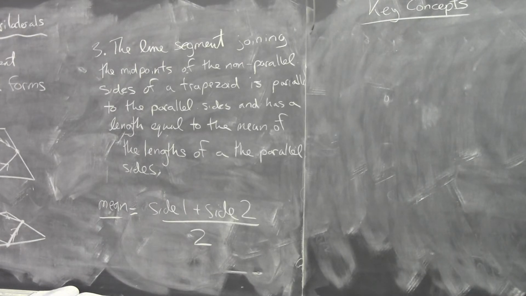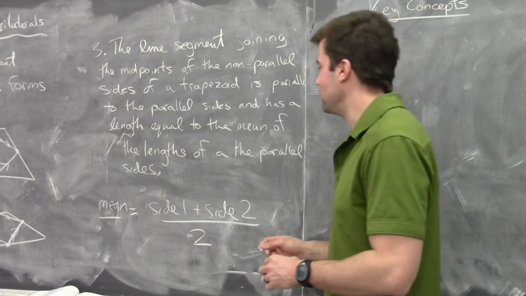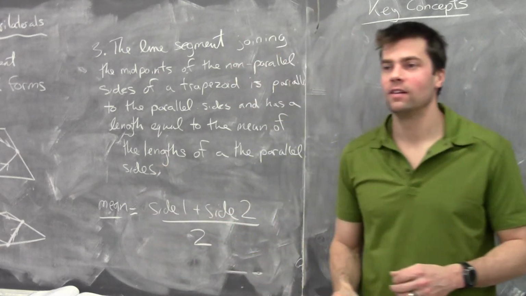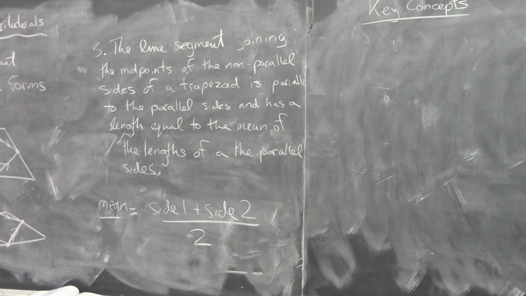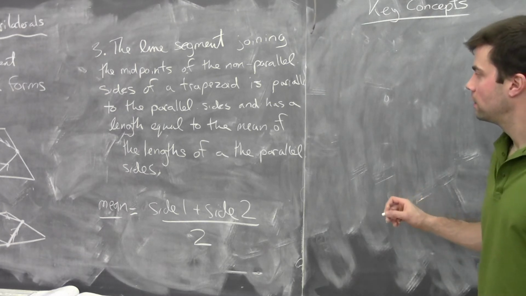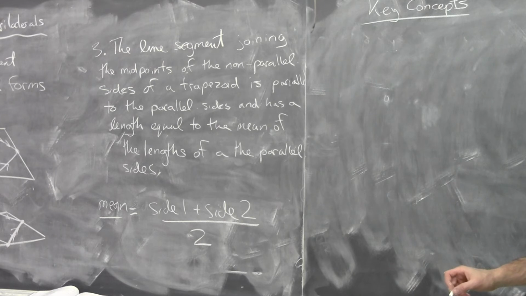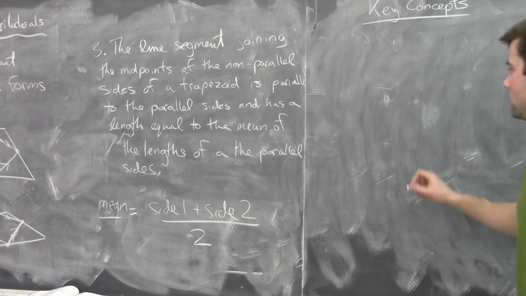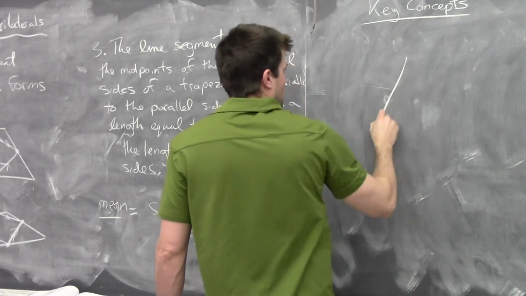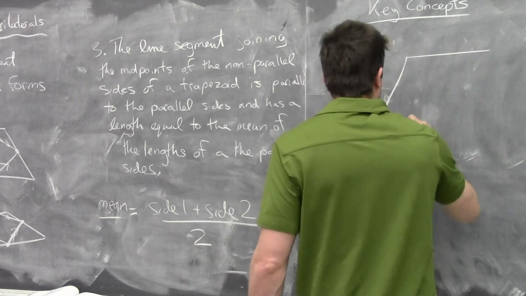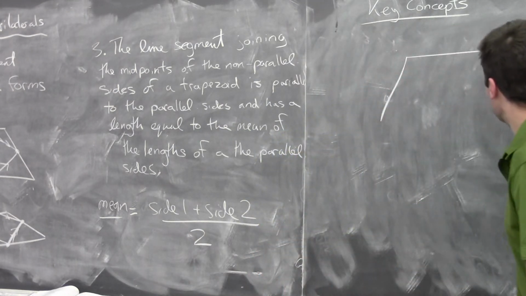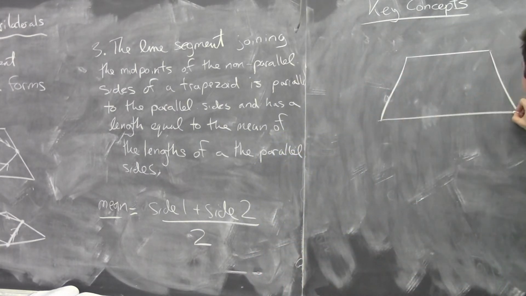It's a mouthful. Anybody have any idea what this means, other than just rereading it? Kyle? The midpoints of the non-parallel lines in the trapezoid are parallel to the parallel sides. Yes, you're right. Good. You put it in your own words. Very good. It's going to help if we have a drawing here.